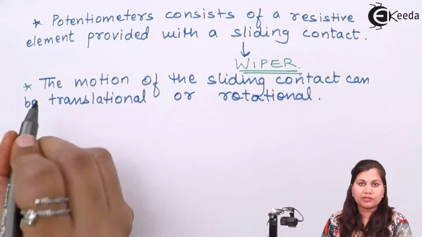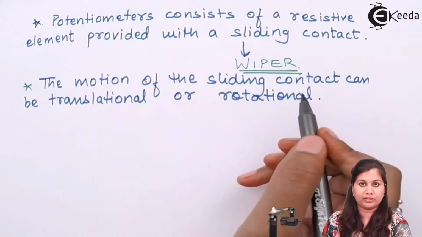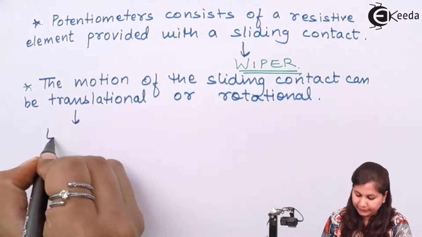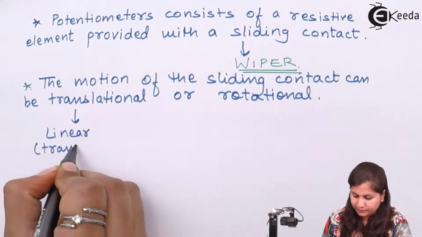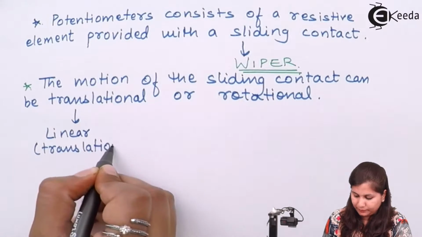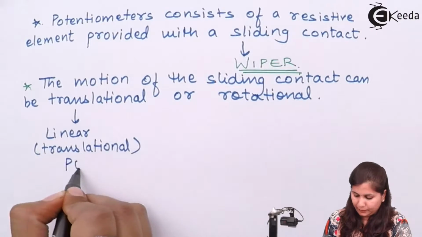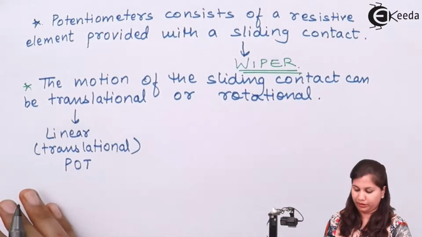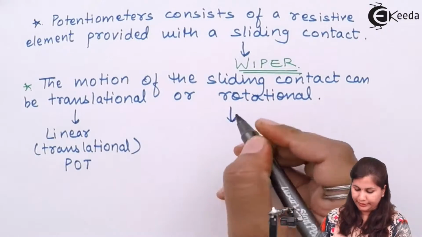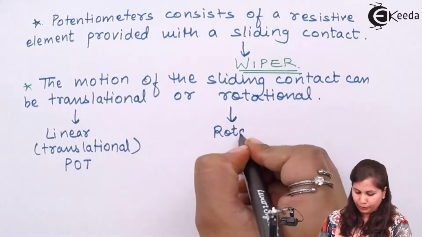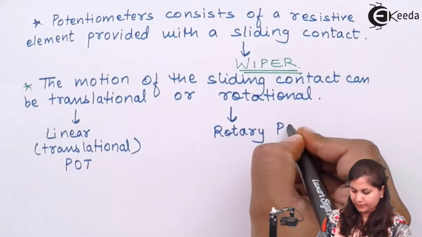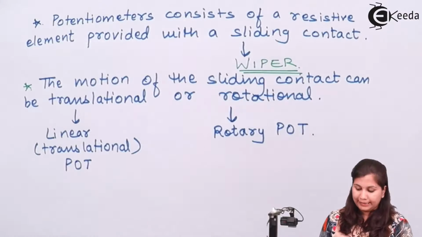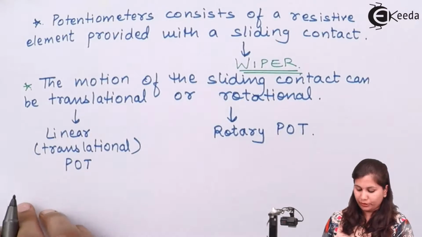So potentiometers which involve the translational motion of the sliding contact are called linear or translational pots. Pot is the short form of potentiometer, and the rotational ones are called rotary pots. Let's see the diagram for the linear and the rotational potentiometers.